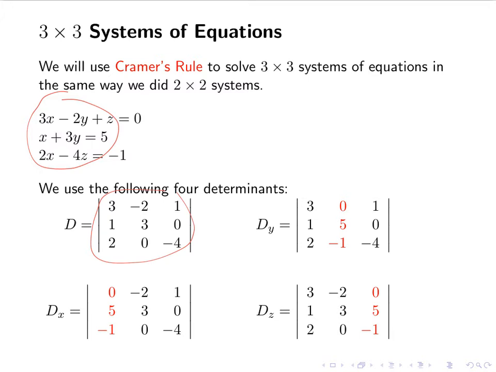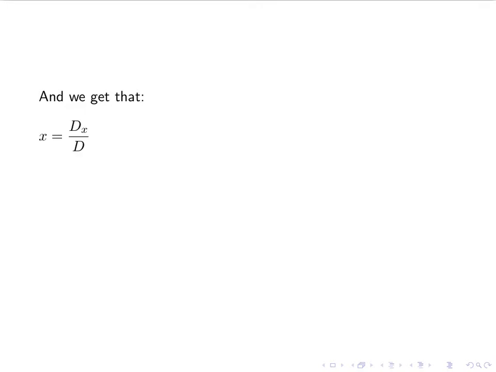And then for the three variables, we have d sub x, d sub y, and d sub z, where for d sub x, the x column has been replaced with the right-hand side, 0, 5, negative 1. For d sub y, the y column has been replaced with the right-hand side, and for d sub z, the z column has been replaced. So it's the same thing that we had with the 2x2 systems, again, except now we have three of them. And then similarly, x is d sub x over d, y is d sub y over d, and z is d sub z over d.